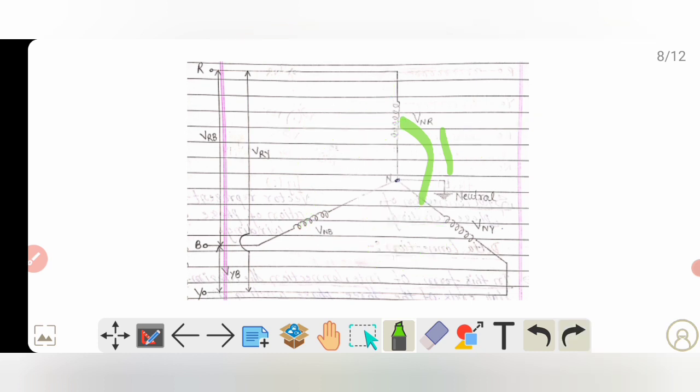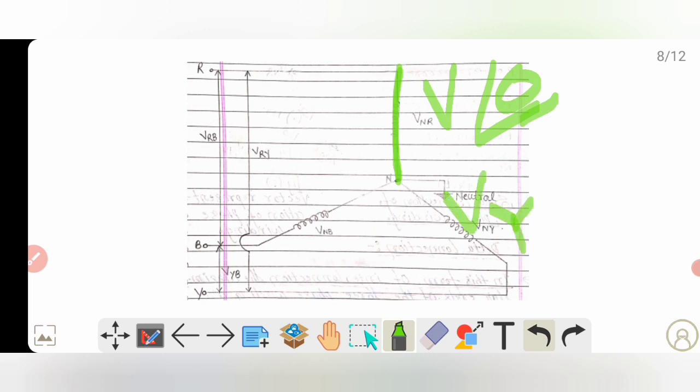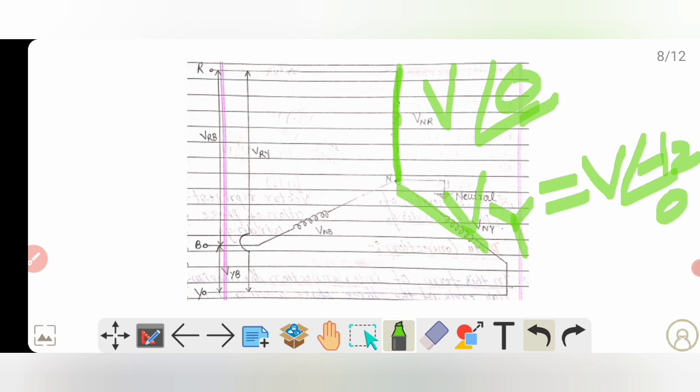And now, my dear friends, from this figure, if we take this R phase as a reference, and denote it as V at angle 0 degree, then we can say VY will be V at the angle minus 120 degree. As you can see here, this is the R phase and this is the Y phase. From the R phase, if we move 120 degrees in clockwise direction, then we will get the Y phase.